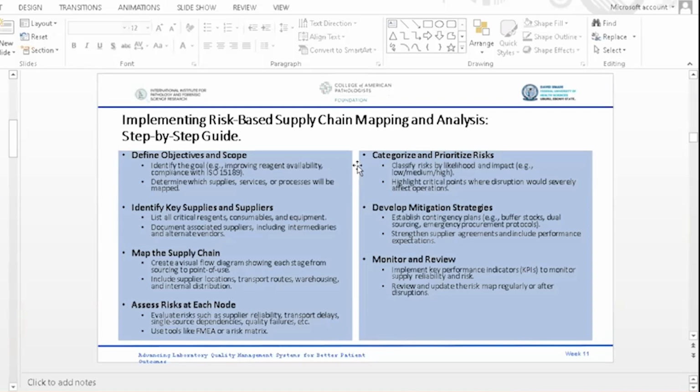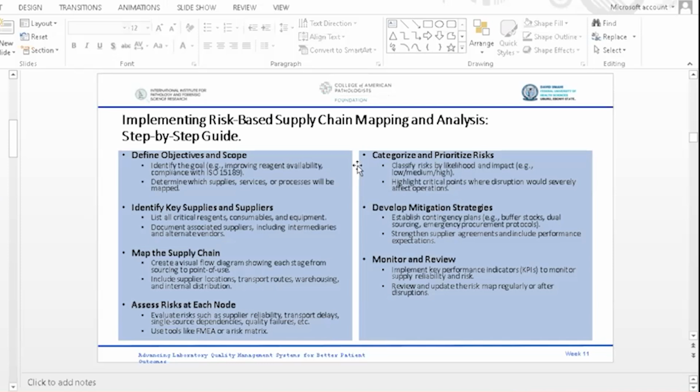Here, you will just determine which supplies, services, or processes will be mapped. That is what defining objectives and scope is all about. Then you can go ahead to identify key supplies and suppliers. Here, you will list all critical reagents, consumables, and equipment. You can document associated suppliers with these critical consumables and equipment. You can include intermediaries and even consider alternate vendors.